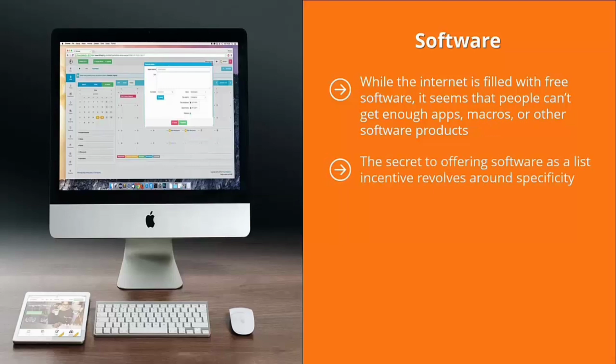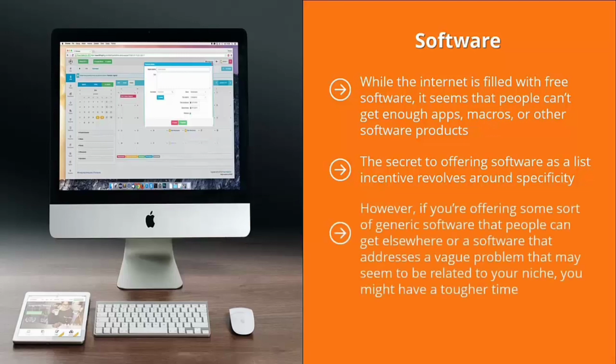The secret to offering software as a list incentive revolves around specificity. The more specific the software is to a problem related to people interested in your niche, the higher the chance your squeeze page will convert. However, if you're offering some sort of generic software that people can get elsewhere, or a software that addresses a vague problem that may seem to be related to your niche, you might have a tougher time. Keep that in mind. Also, please note that software is not exactly cheap to code.